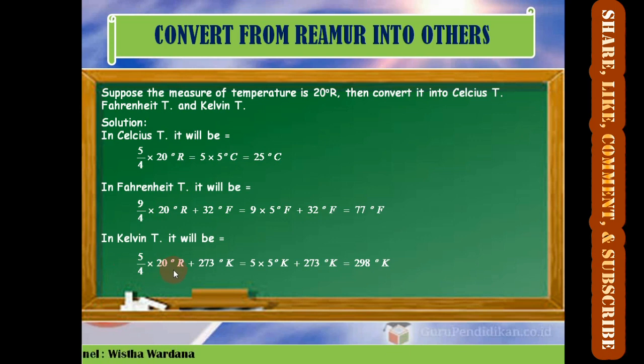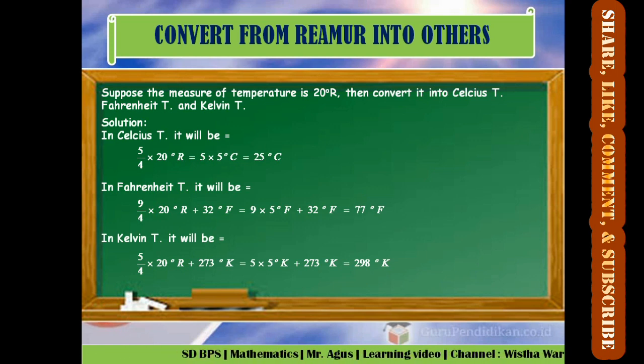Multiply by 20 degrees of Reaumur thermometer, and then add 273. Why? Like the second example, we know between Reaumur thermometer and Kelvin thermometer, we have a difference. In Reaumur thermometer, the lowest value is 0 degrees, but in Kelvin thermometer, the lowest value is 273 degrees. So you have to add 273 to every value in Reaumur thermometer if you want to get the value in Kelvin thermometer.